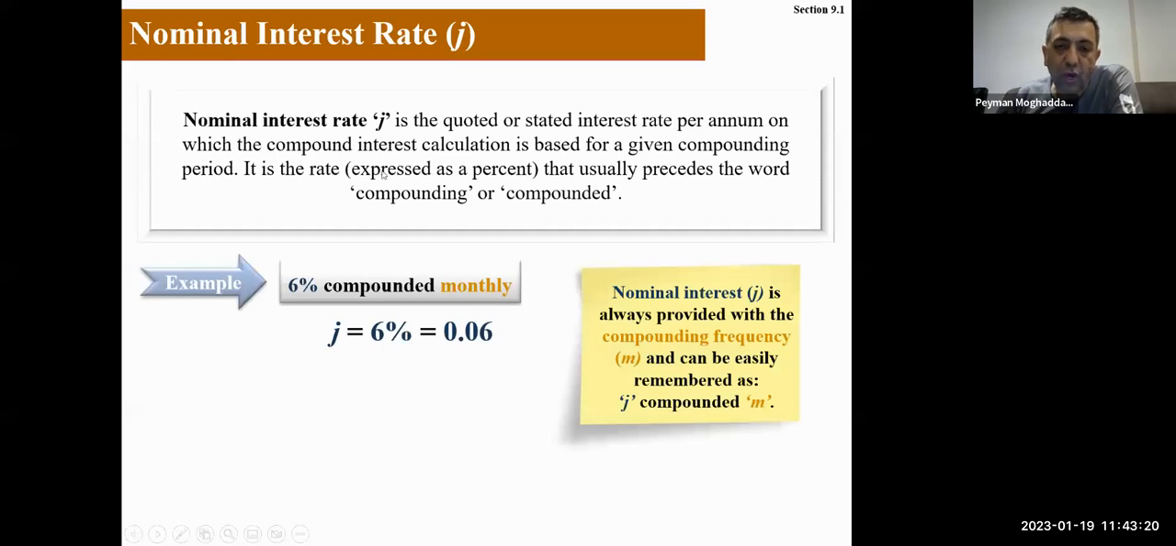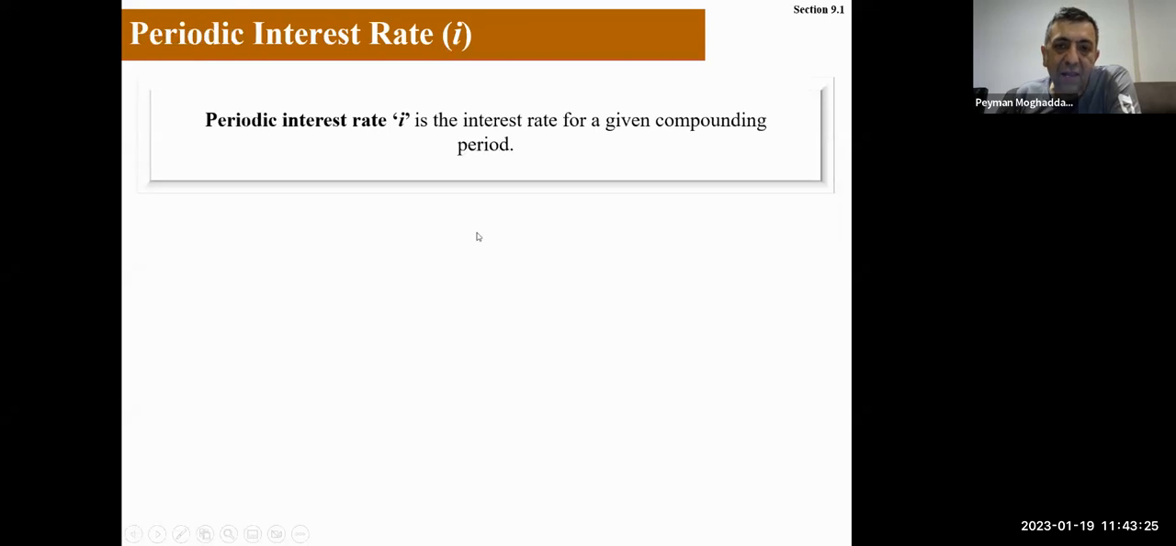So now there are two concepts: the nominal interest rate, which is always going to be per annum, and the periodic interest rate. The periodic interest rate is very important. It is the nominal interest rate divided by the compounding frequency. For example, if you have a 12% nominal interest rate, then per month it is going to be 1%. That's how we calculate the periodic interest rate.